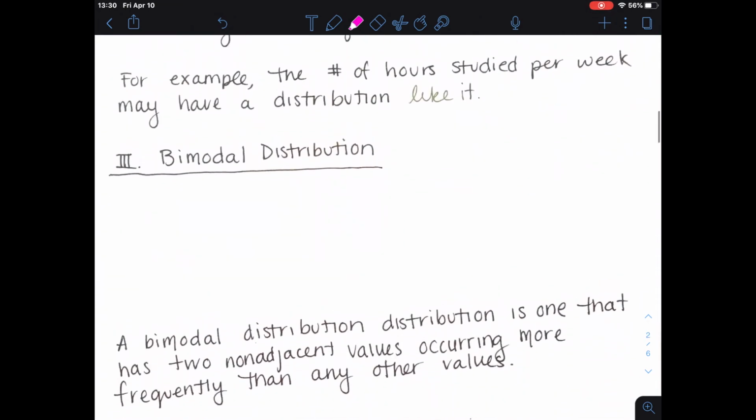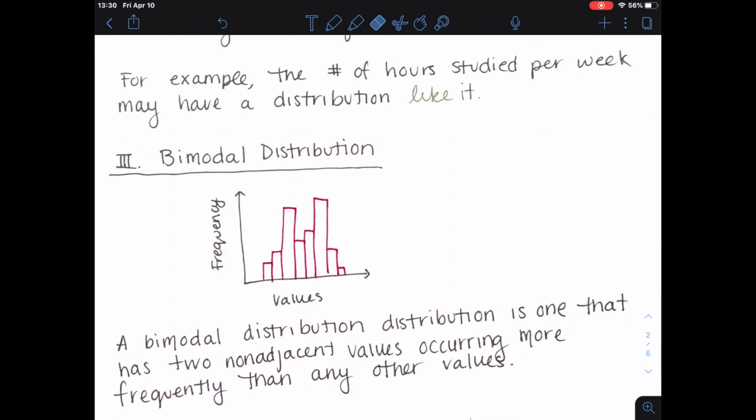Bimodal is when you have two different modes. So you're basically going to have two different peaks in your graph. They have to be non-adjacent. If they're occurring next to each other, that's not going to be considered bimodal. So you see there's two that are not next to each other because there are these other two data ranges in between. And they're appearing more frequently than the others. They don't necessarily have to be the same frequency, they're just clearly more than the others.